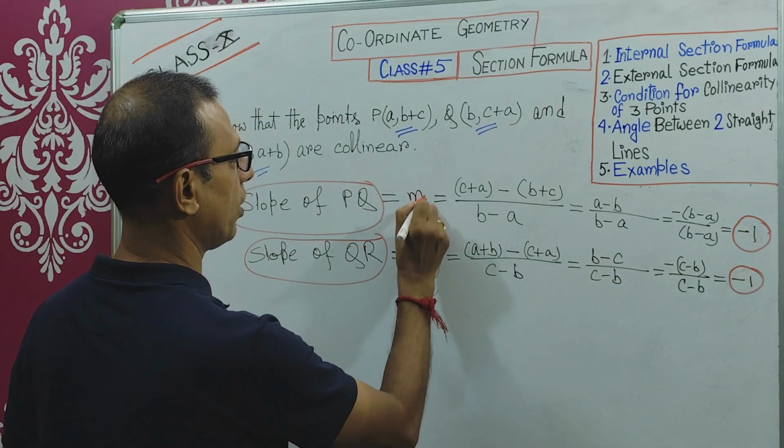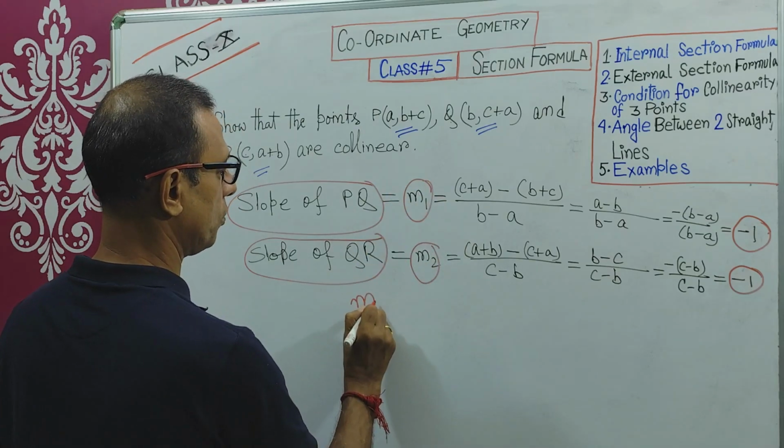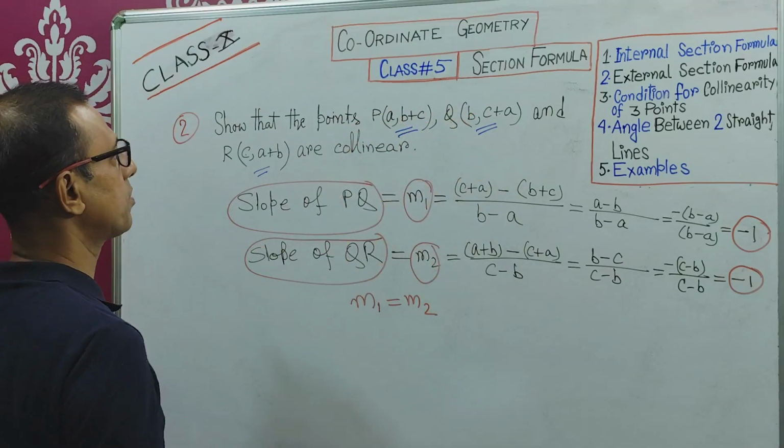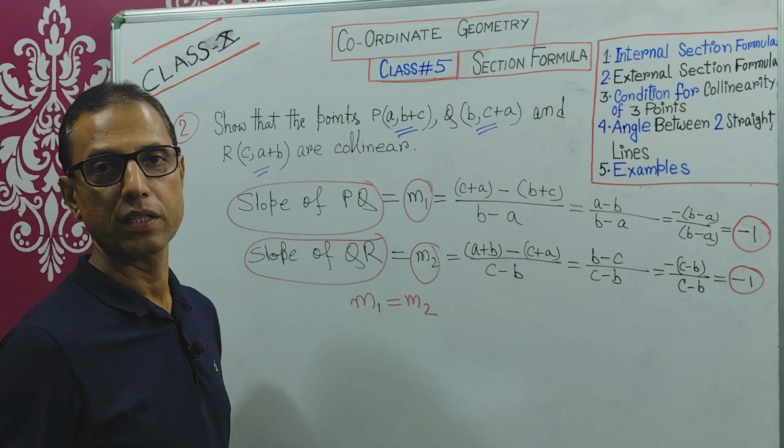That means these M1 and M2, these two are equal. So M1 equals M2. That means these 3 points P, Q, R are collinear.